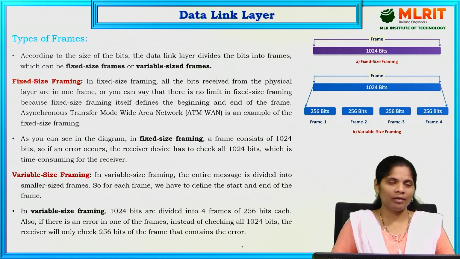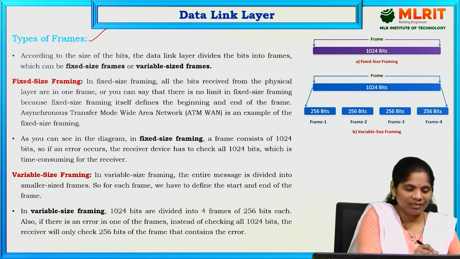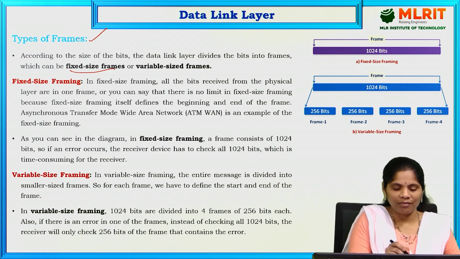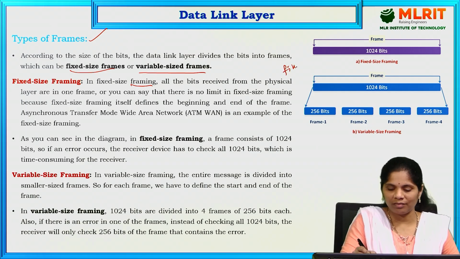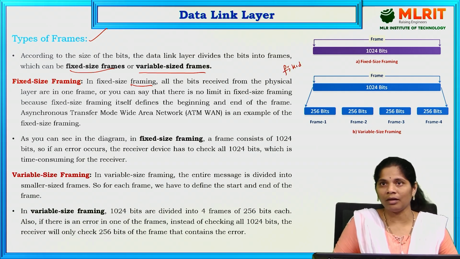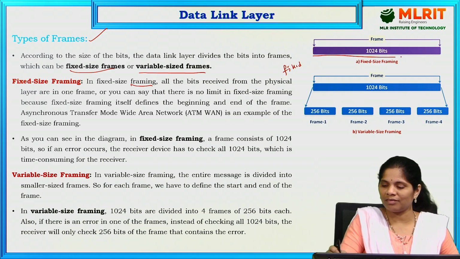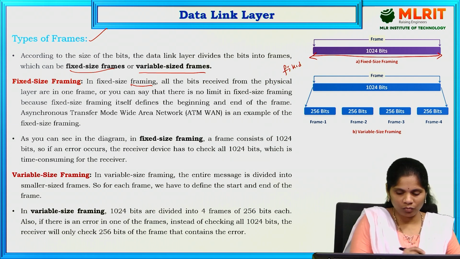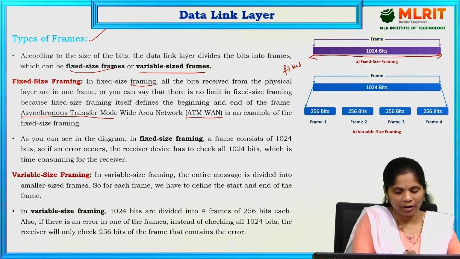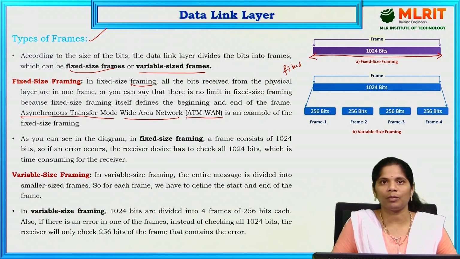And the next topic is the types of frames. What are the different types of frames? These are the two types: fixed size frames and variable size frames. In fixed size framing, fixed means the size is going to be fixed. Whatever data is sent in the form of frames has a fixed size. For example, 1024 bits is the fixed size. Mainly it is used in ATM, asynchronous transfer mode wide area network, which is the example for fixed size framing. The size of the frame is fixed.